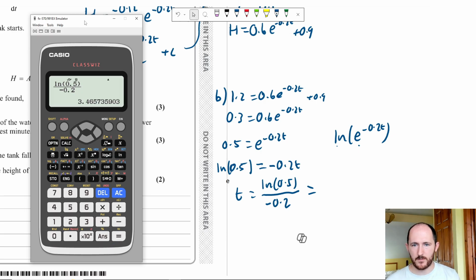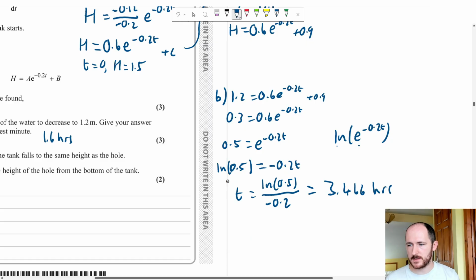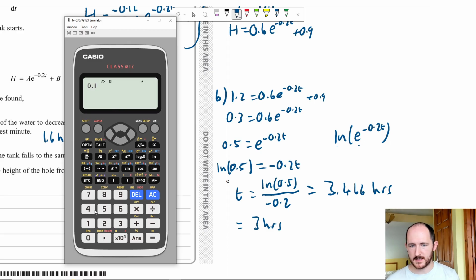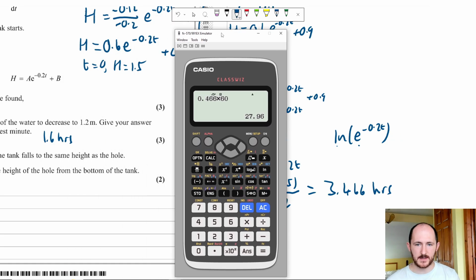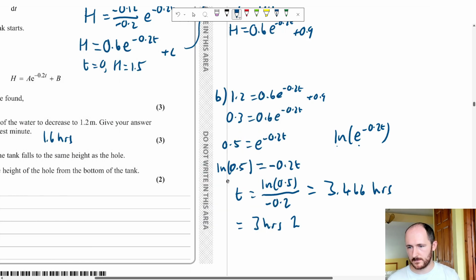Cool, we get 3.466, let's call it. That's in hours. So that equals 3 hours and, well, all we need to do is do 0.466 times 60, right? Because that's 0.466 of an hour times by 60, we get 28 minutes because it says give your answer to the nearest minute, so that'd be 28 minutes. Wonderful.